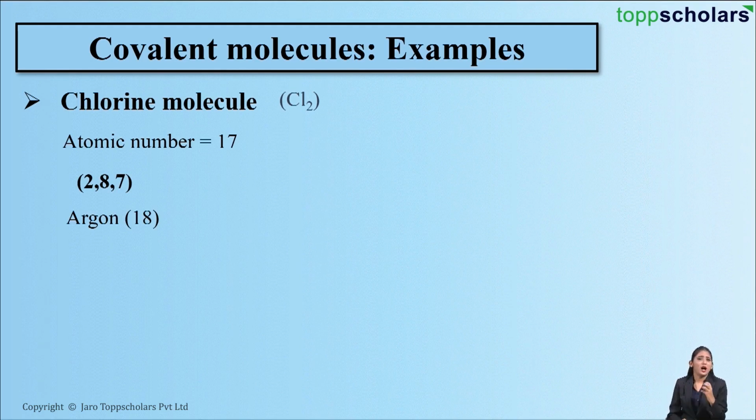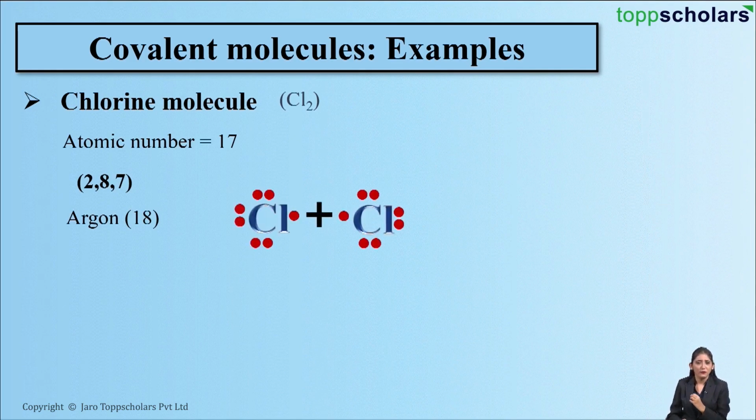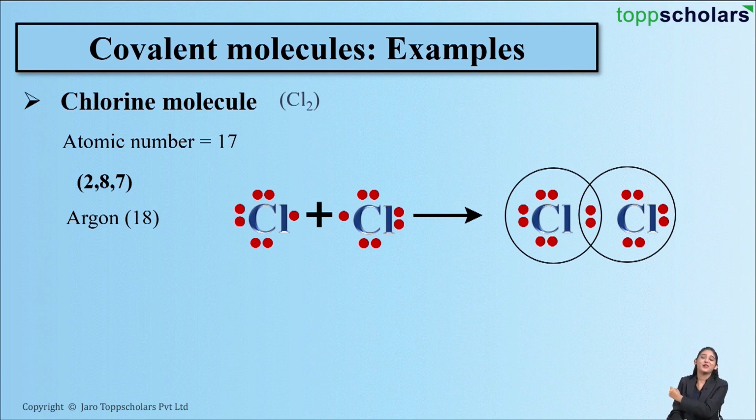Exactly. So now let's see how the chlorine molecule tries to attain this stable electronic configuration, right? So as you can see over here, the red dots represent the valence electrons of chlorine, right? So chlorine has 7 valence electrons. So here we have 2 chlorine atoms. Each of these 2 chlorine atoms has 7 valence electrons. So now in order to become stable, chlorine needs 1 more electron, right? So as to complete its octet and attain the stable configuration of the nearest inert gas, argon. Exactly. Now what do these chlorine atoms do? Each of these chlorine atoms shares its 1 valence electron with the other chlorine atom.